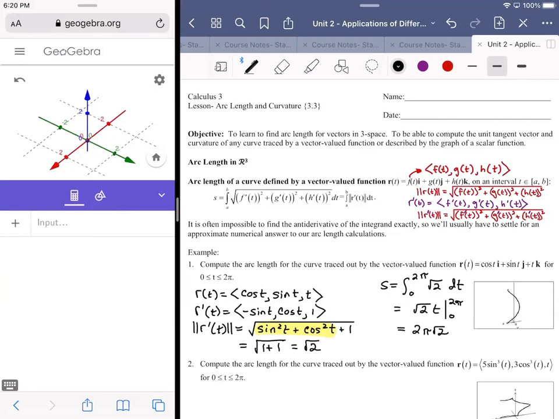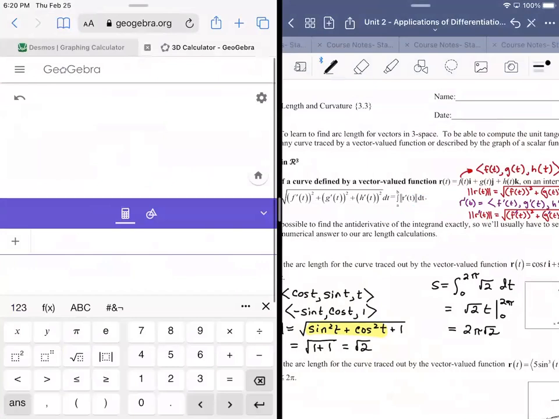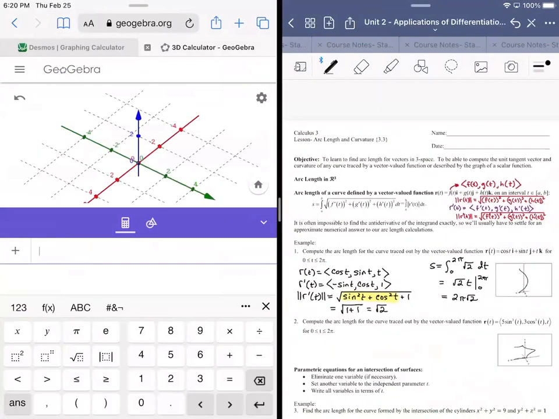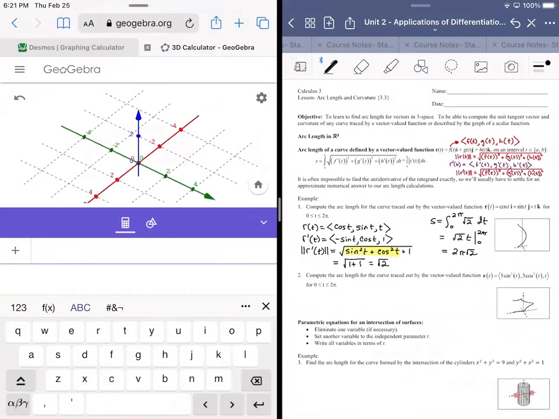All right, so what I'm going to do is pop it into Geogebra. I'm going to do more of a half and half split screen just so I have a better view on Geogebra. Yeah, so we use the curve function when we put in a vector valued function.